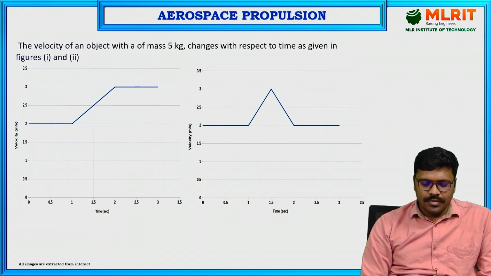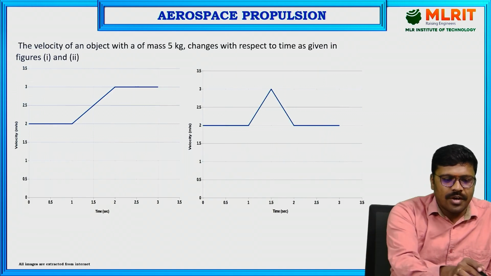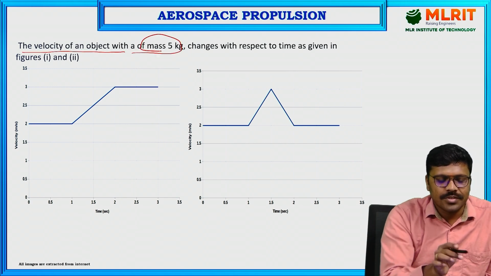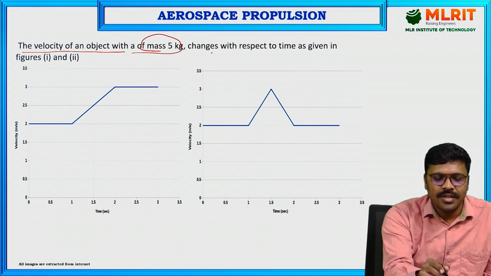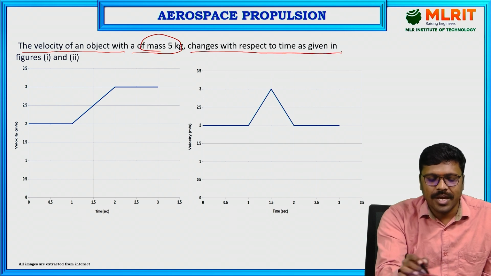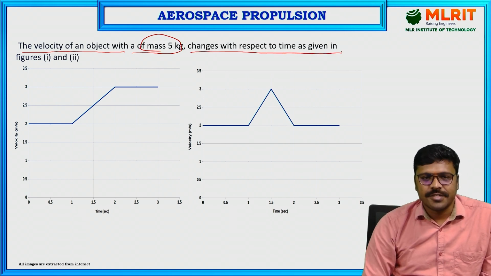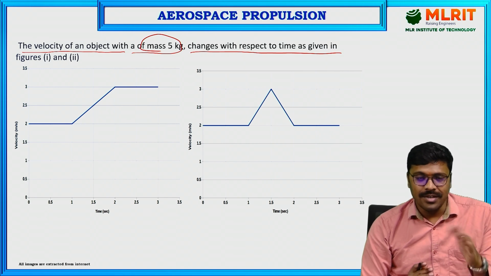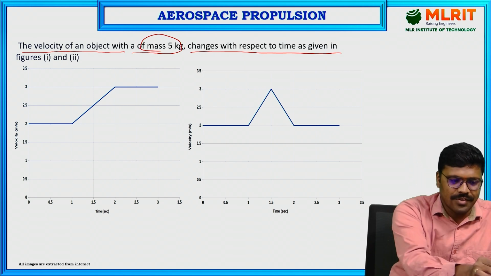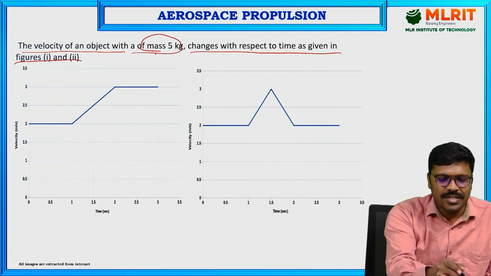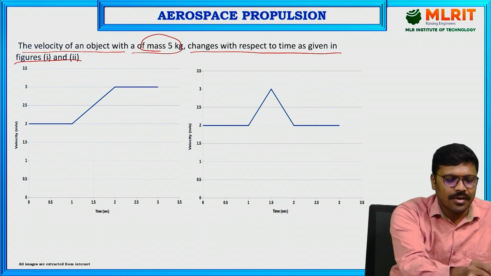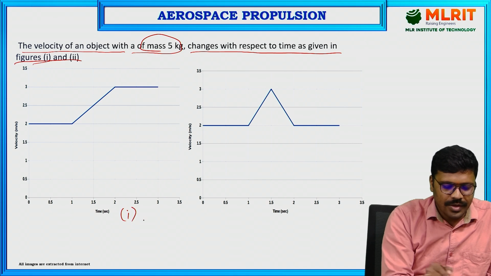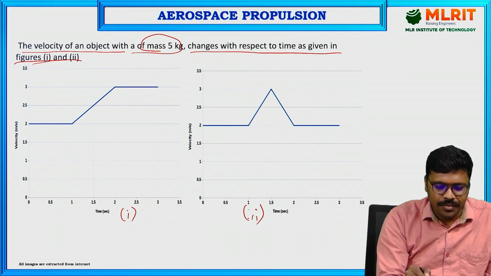Here he is giving the velocity of an object with a mass of 5 kg, which changes with respect to time. So the velocity is changing with respect to time. Here we can assume either the body is accelerating or decelerating, but he has given it according to the figure. The velocity is changing with respect to time according to figures 1 and 2. So this is figure 1 and this is figure 2.